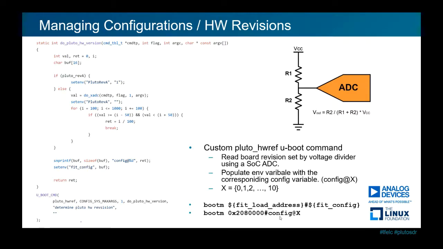So how do we handle hardware revisions? That is the poor man's way of doing it. Each different hardware revision of Pluto has a slightly different BOM. We have a voltage divider composed of these two resistors, and for each Pluto revision we change R2 to a different value. This results in a different voltage over here.